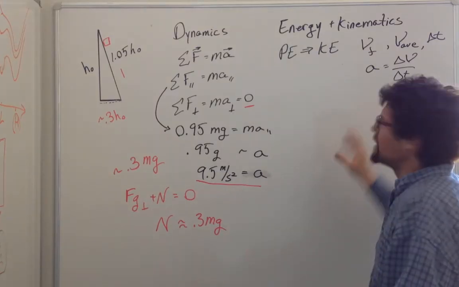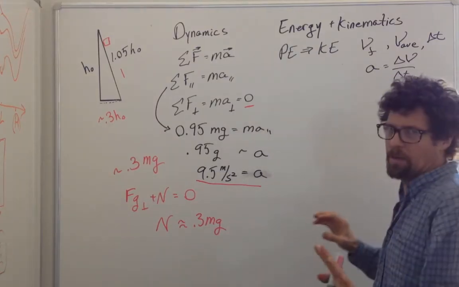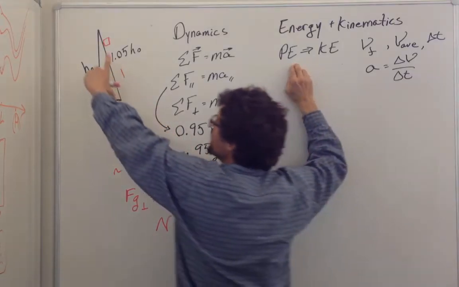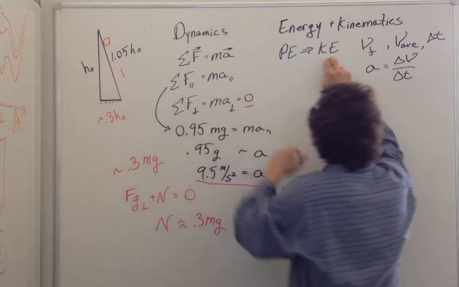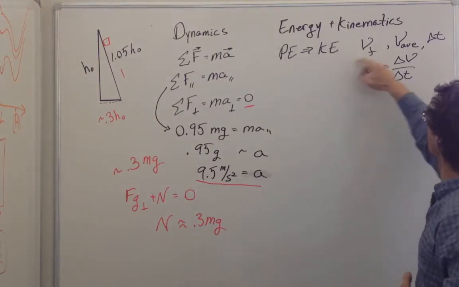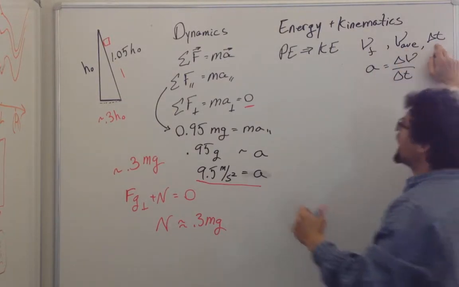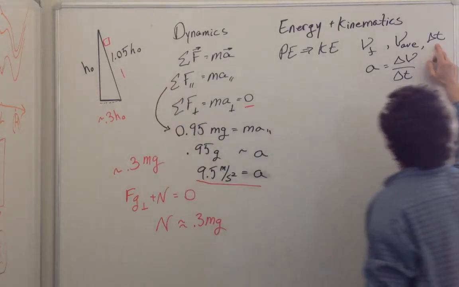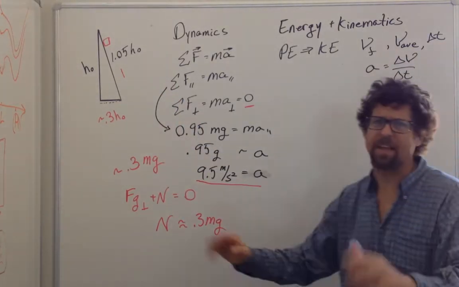Then we looked at energy. Energy is beautiful, I think. Where we could say the potential energy changes to kinetic energy, and this would give us V final. And from V final I could get the average velocity, and then the amount of time it takes, and I could find acceleration. It's a lot of kinematics.